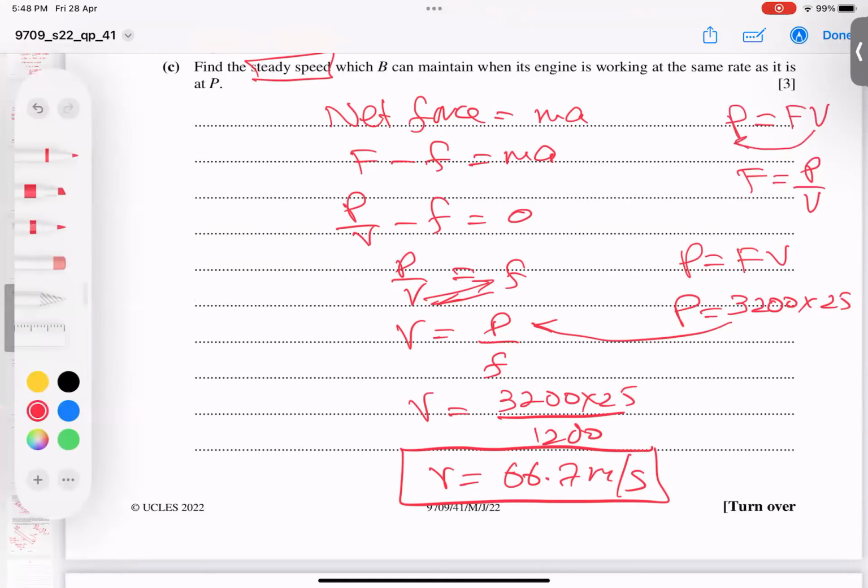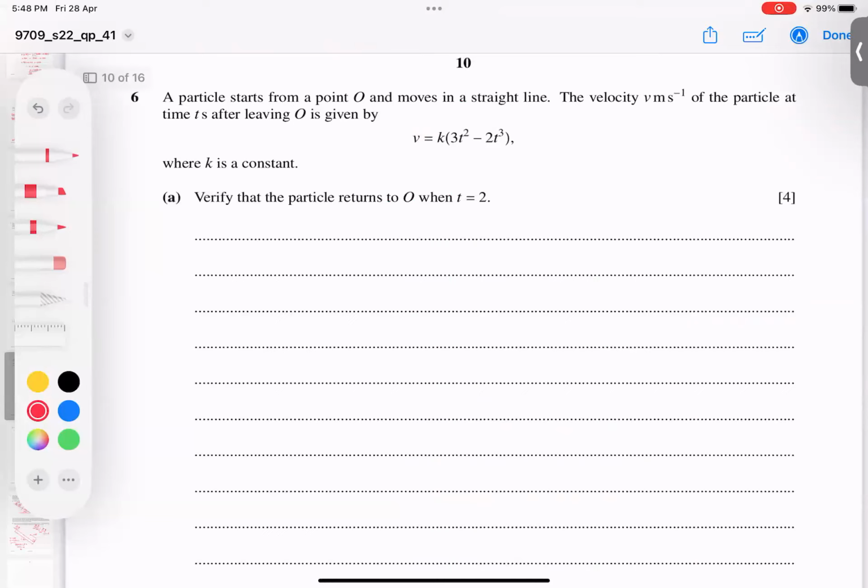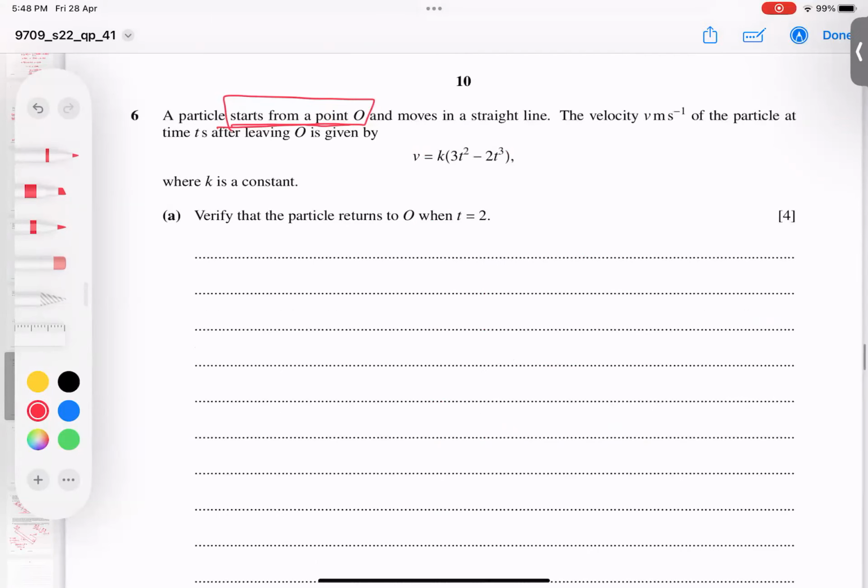And let's talk about the next question, students. In the next question, we have question number 6. In part one, he is asking us to verify. Okay, so let's see how we can verify. The particle starts from O, not from rest. Starting from O means when time is zero, the distance is definitely zero. I can't say the velocity; if he said rest, I could say velocity is zero.